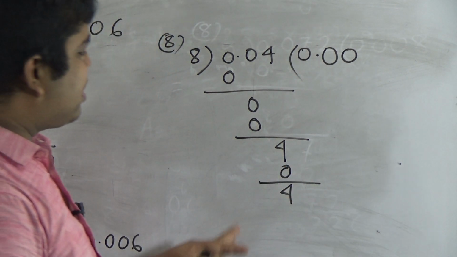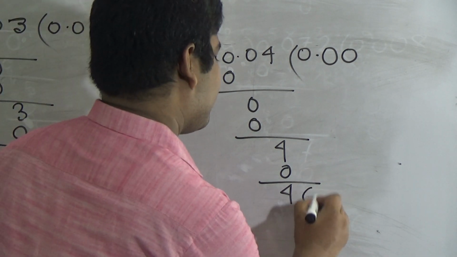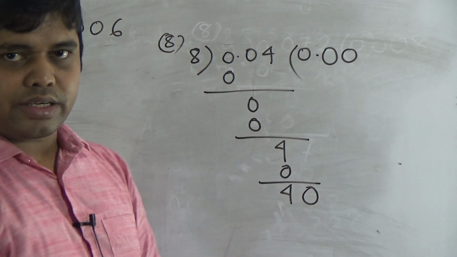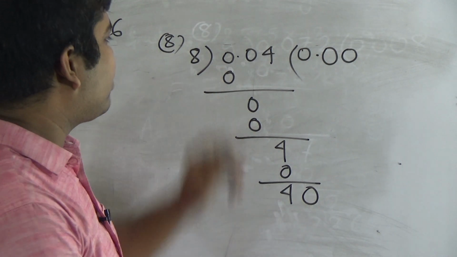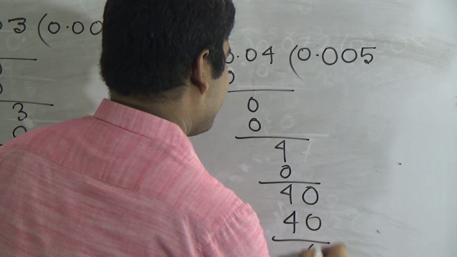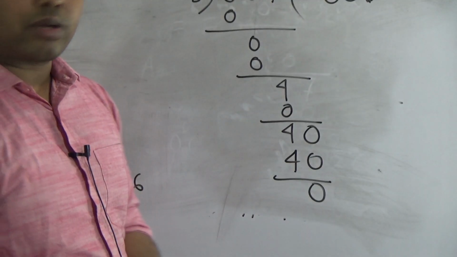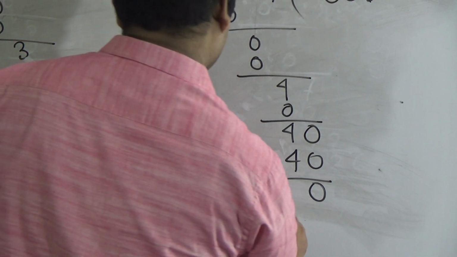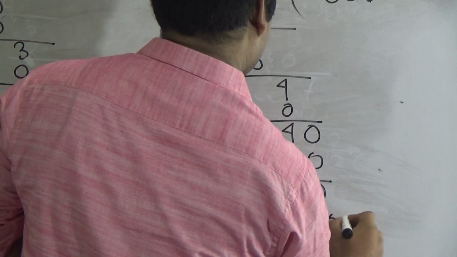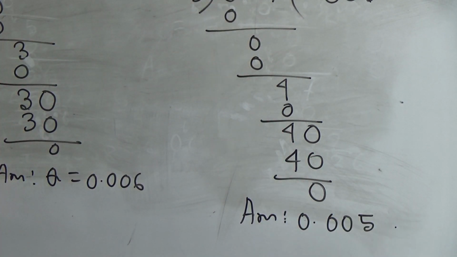Okay, we subtract and we get 4. Now we take a 0, because after the point we can take 0. So in 40, 8 goes in how many times? Goes in 5 times, 5 eights are 40. So we get 0.005 as the quotient, and it is the answer, 0.005. Okay, so question number 7, 8 both done. Next we shall solve question number 11.